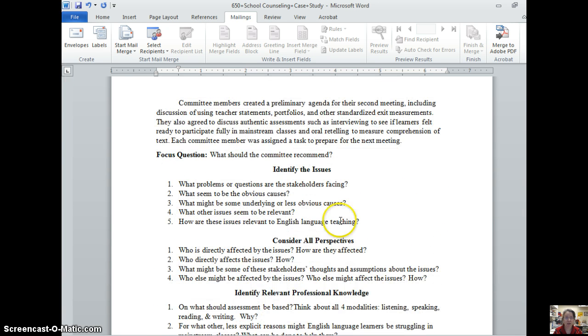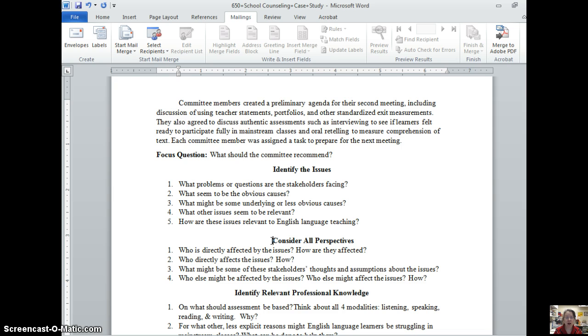Scroll down a little bit. The focus question, or the essential or big picture question, is this: what really should the committee recommend? Well, in order to be able to make a solid, firm, evidence-based recommendation, you first must identify the issues. Answer all 5 of these questions in complete, grammatically correct professional language.